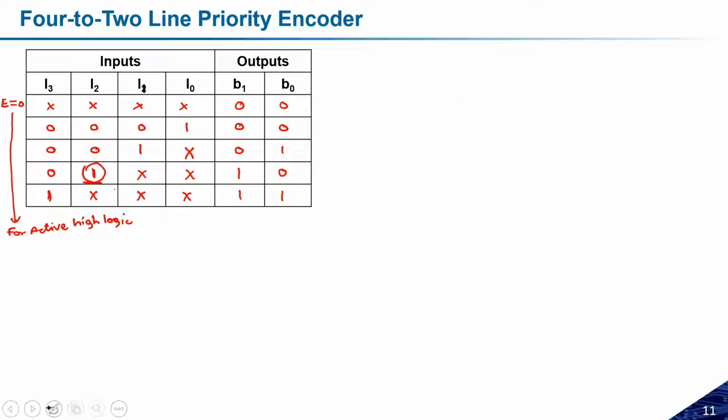Now let us try to see how we can design this one. If you see here, in the priority encoder, what are the different functions that we have here? Let us try to write those things. The first function that we have here is the B1. B1 is equal to summation of M. Can anyone tell me what are the minterms which are possible for this one?